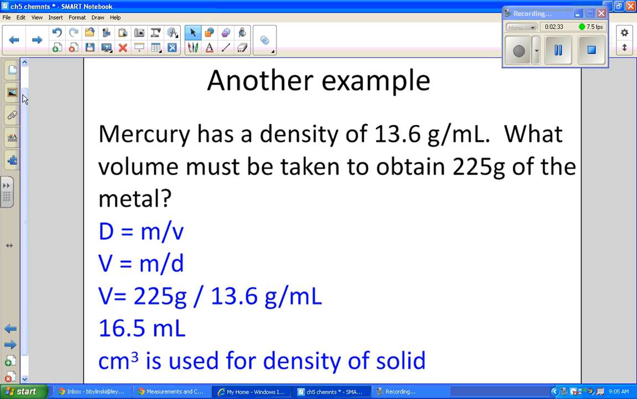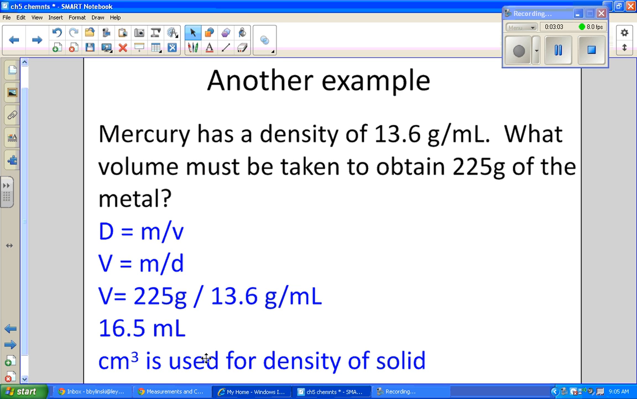In physical science, they taught you a triangle. You are free to use that, or you have to use algebra to get the V by itself. So if you look at my example, I start with D equals M over V. Algebraically, to get volume by itself, it will become mass over density. Okay, and once you have the algebraic formula for volume, plug in mass, plug in density, and you notice now my answer is 16.5 milliliters.